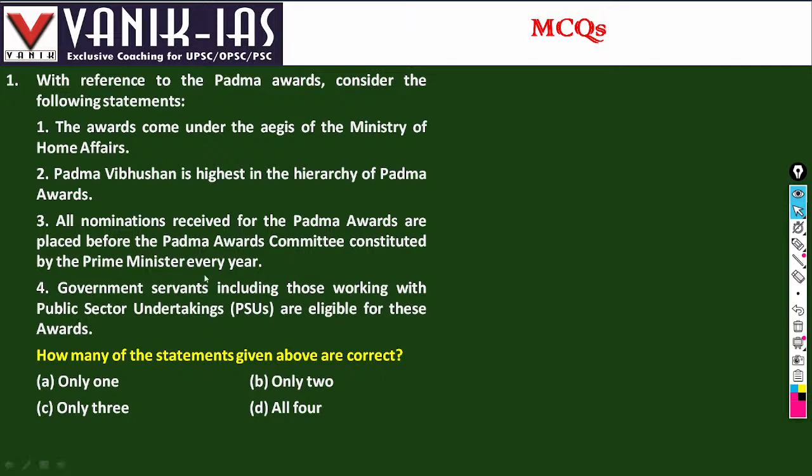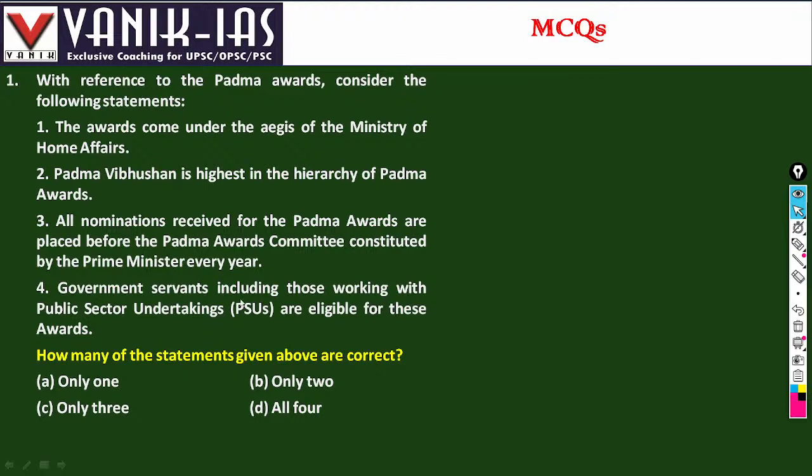With reference to the Padma Awards, the awards are under the aegis of the Ministry of Home Affairs. That's right. Padma Vibhushan is the highest of the Padma Awards: Padma Vibhushan, Padma Bhushan, Padma Shri. All nominations received for the Padma Awards are placed before the Padma Awards Committee constituted by the Prime Minister every year. Government servants, including those working with public sector undertakings, are eligible for these awards. No. Only 1, 2, 3 means one each.